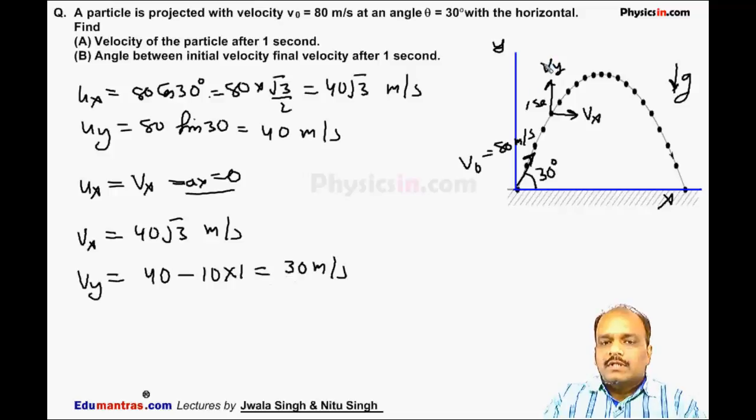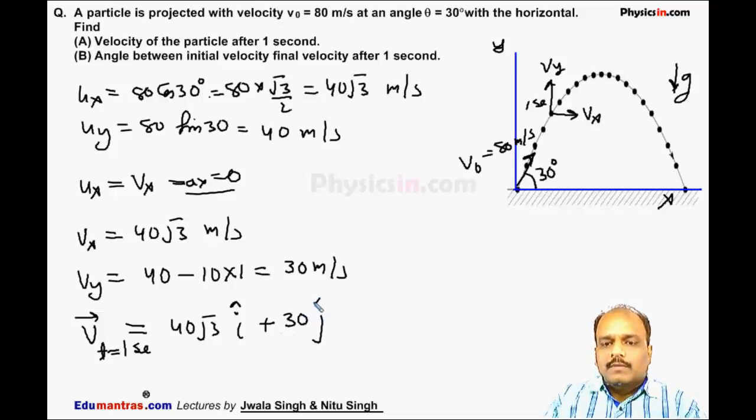So this is the vertical velocity at this instant. So we can say the velocity of the particle at t is equal to 1 second is Vx, which means 40 root 3 i cap, plus vertical velocity 30 j cap. This is the velocity of the particle at t is equal to 1 second.